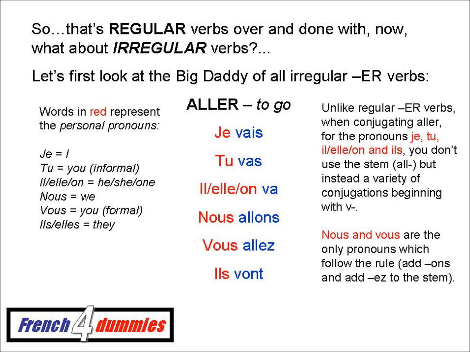For nous, it seems to follow some sort of pattern with an ONS along with the normal stem. For vous, you've got EZ along with the normal stem. And for ils, plural, you've got vont.